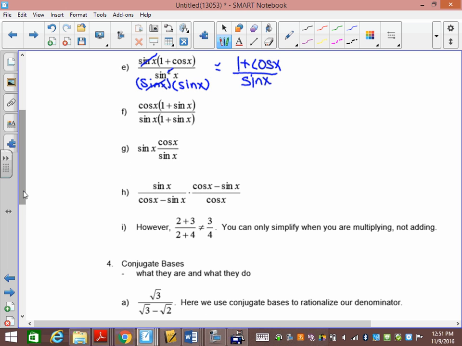This one I have a 1 plus sine x and a 1 plus sine x, so those can go away. Remember, if they ask me for restrictions on the test, I always have to state them before I cancel, just like with rationals. And I'm left with cos x over sine x. What is cos x over sine x? It's on your formula sheet. Cotan.